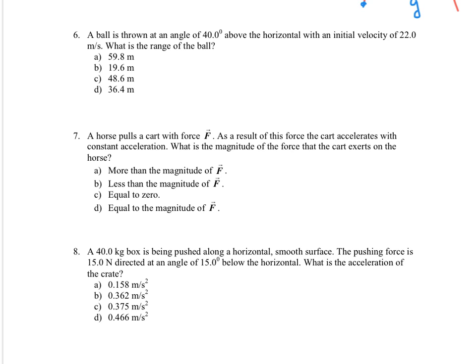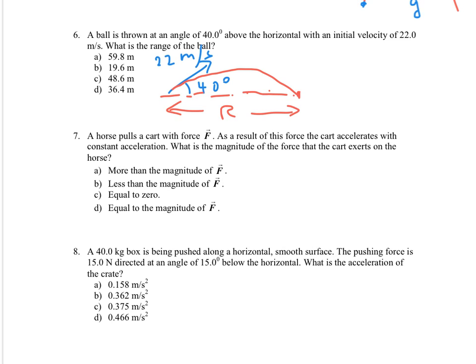A ball is thrown at an angle of 40 degrees above the horizontal with an initial velocity of 22 meters per second. So, typical projectile motion problem. 40 degrees and 22 meters per second. That's the initial velocity. What is the range of the ball? Well, you can do it the long way by looking at the time it takes for it to get back to the same level. And once you know the time it takes to get there, this is the range.